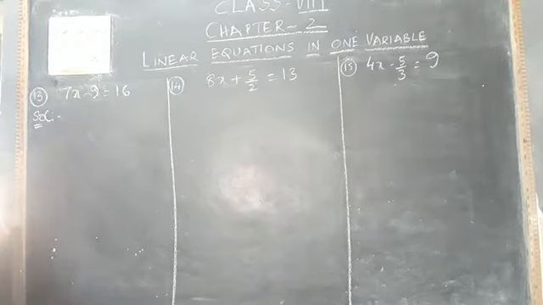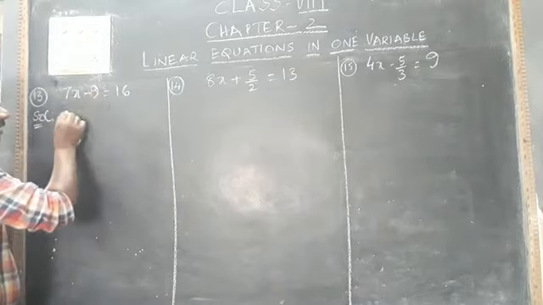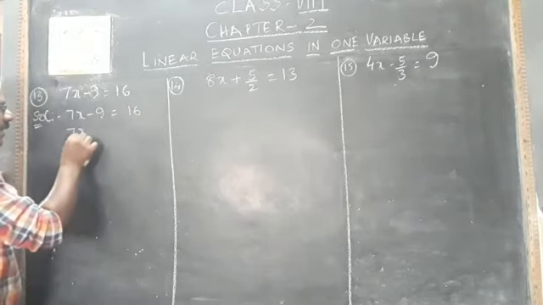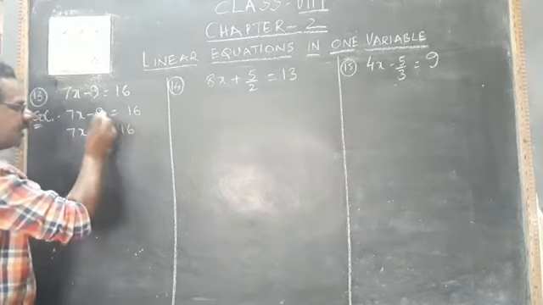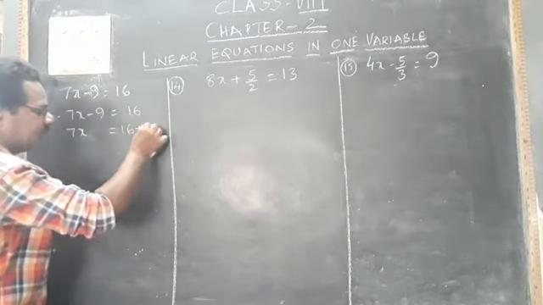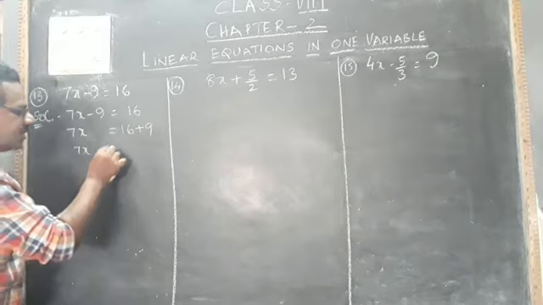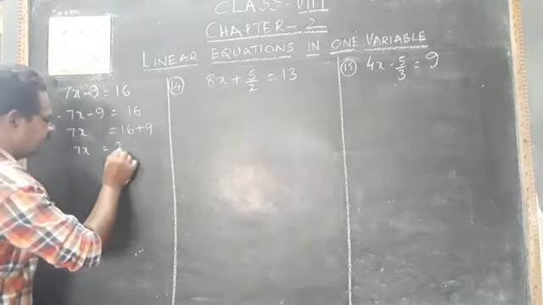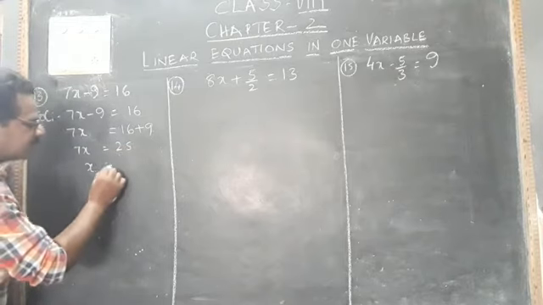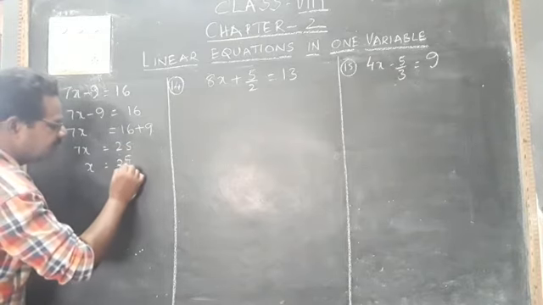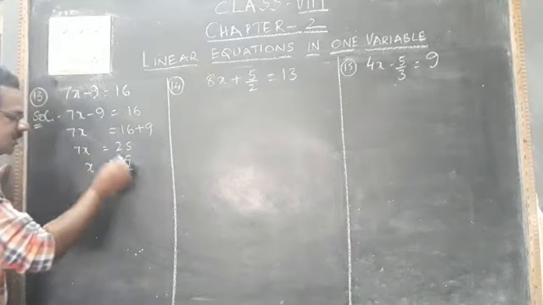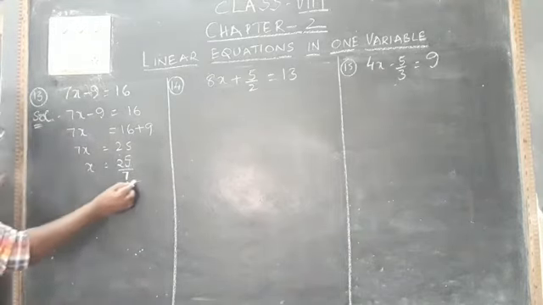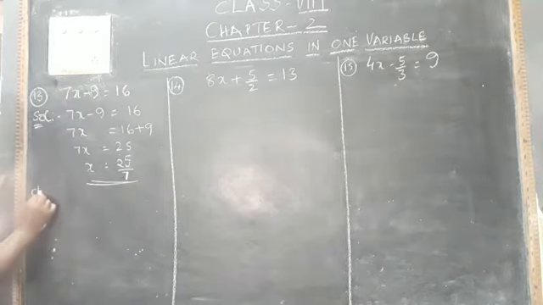Just like the 12th sum and 11th sum. 7x minus 9 is equal to 16. 7x is equal to 16, minus 9 will become plus 9. So now 7x is equal to 16 plus 9, which is 25. Now x is equal to 25 by 7. 7 is going to this side, it will become divided by. X is equal to 25 by 7.